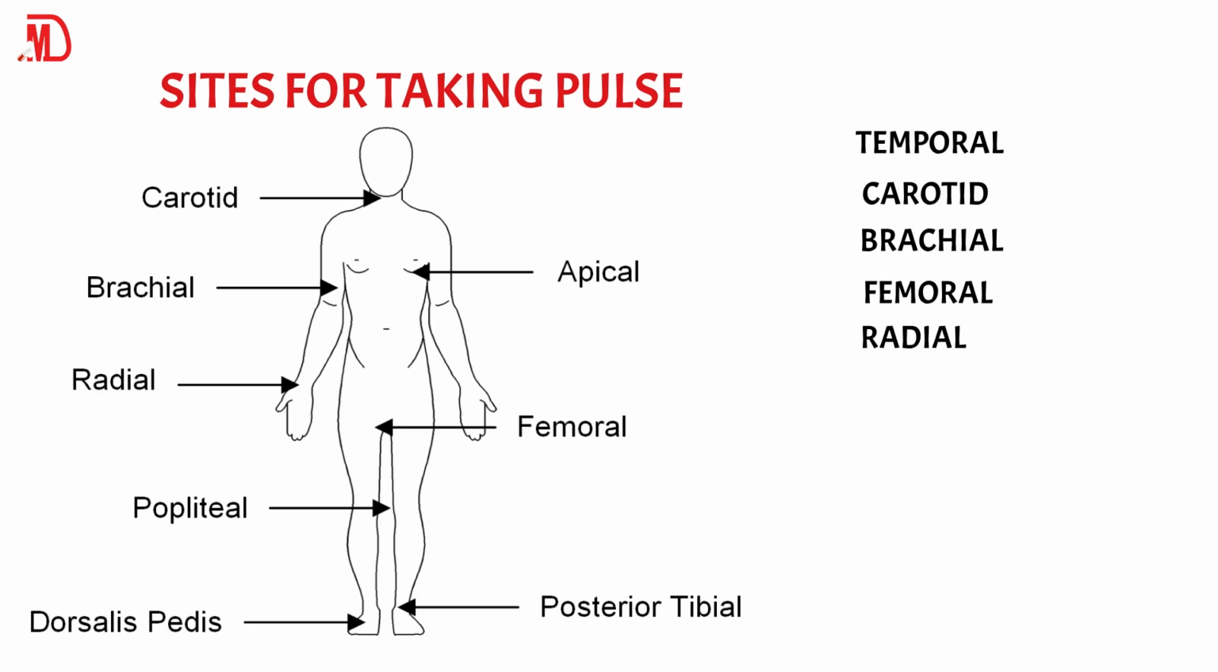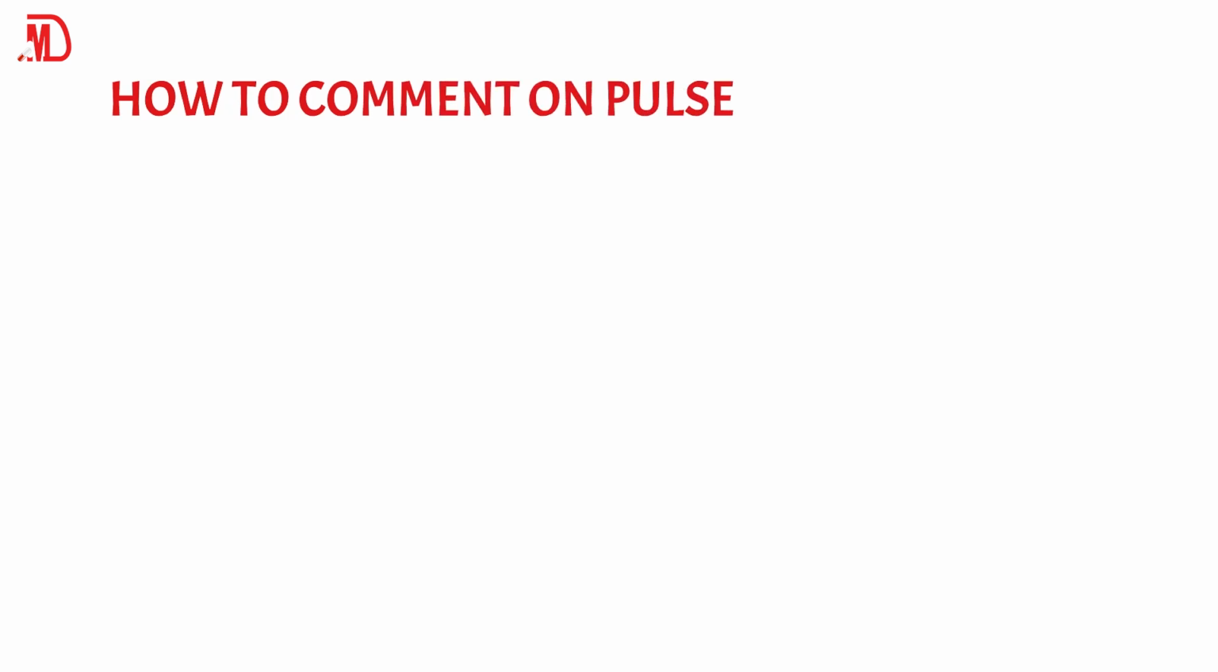We have radial. It is felt on the wrist. We have popliteal. It is felt on the knee. And then we have the dorsalis pedis. It is felt on the foot. These are some key points to include when commenting on pulse. 1. The rate. So over here, state the number of beats per minute.